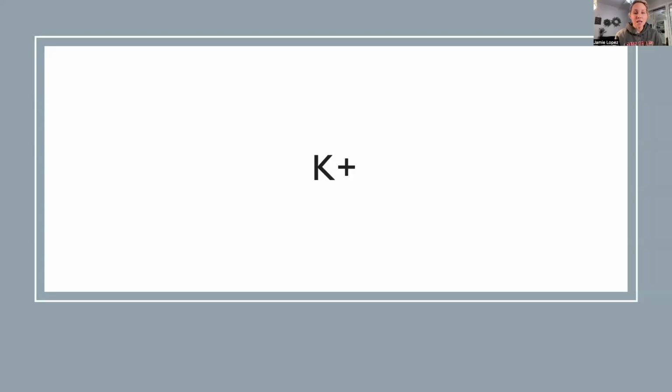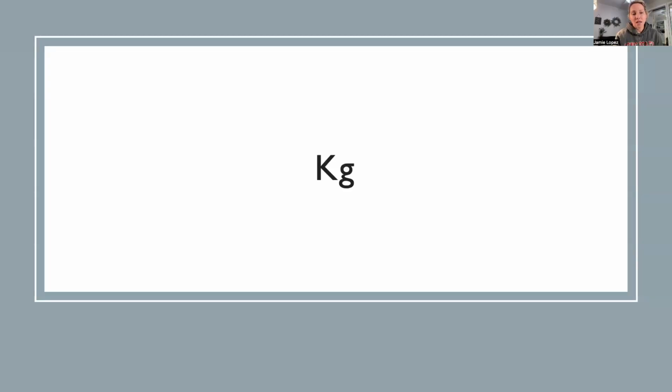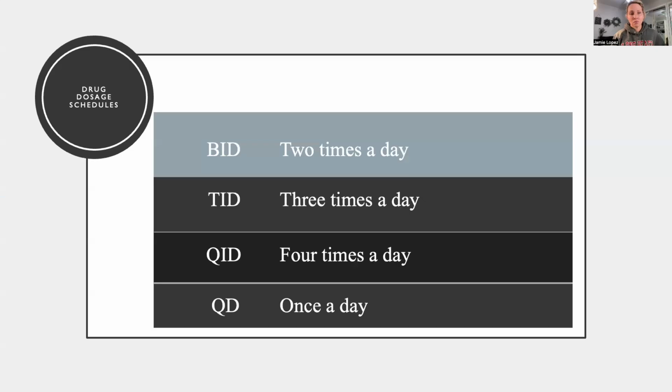The K with the plus sign is the symbol for the electrolyte potassium. LB is a unit of measurement, the pound. KG is kilograms. This is what we use in the hospital setting for our measurement of weight when we are dosing drugs. We base it on kilograms. And you'll have to know that for math one of these days. So 1 kilogram is 2.2 pounds.